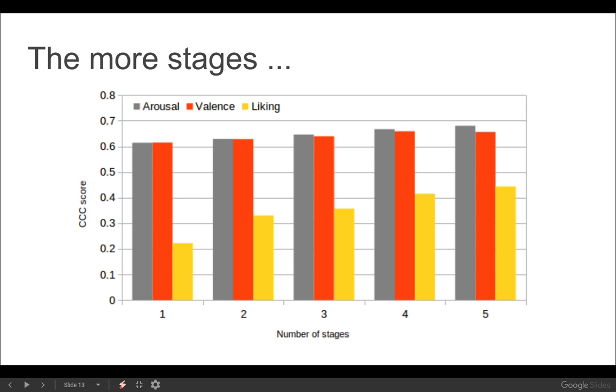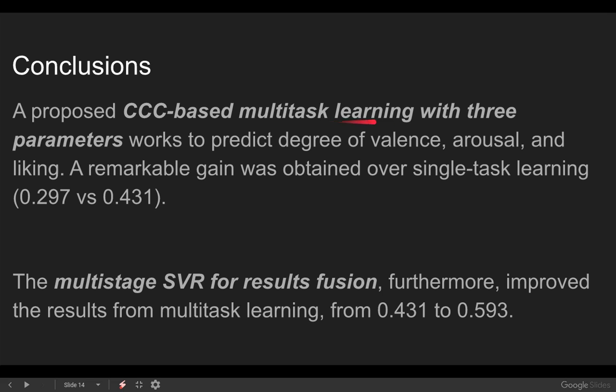We can conclude that first, our proposed CCC-based multitask learning with 3 parameters works to predict the degree of valence, arousal, and liking. A remarkable gain was obtained over single-task learning, from the highest single-task learning 0.297 to 0.431 using our MTL approach. Furthermore, we improved the score from MTL unimodal to multistage SVR multimodal by combining different results, from the previous 0.431 to 0.593 using our multistage SVR.